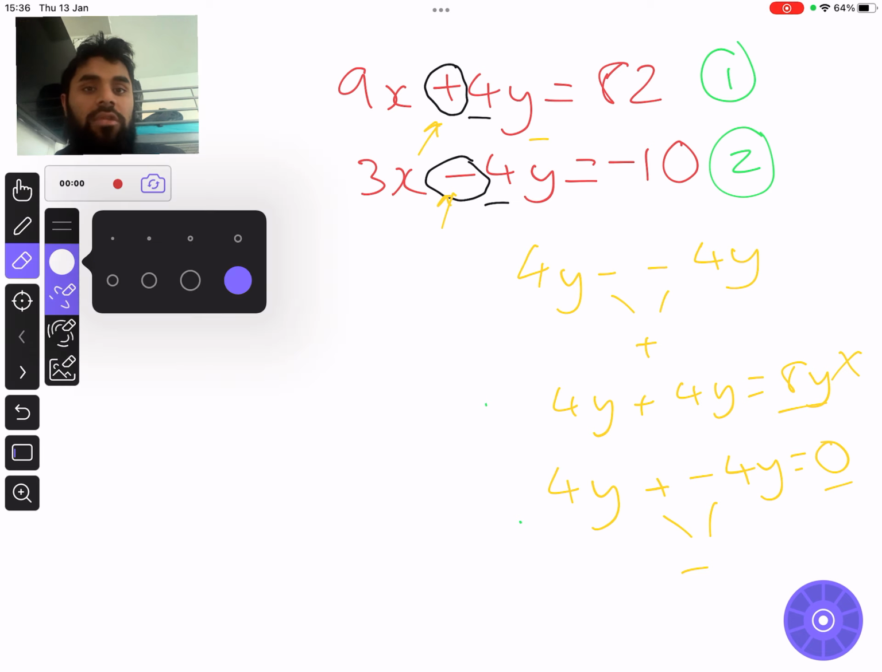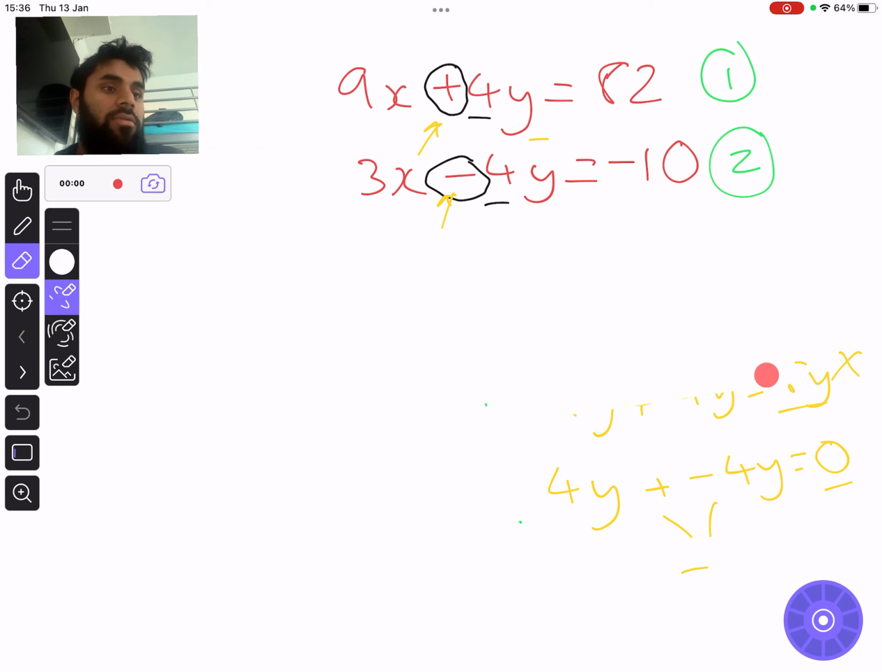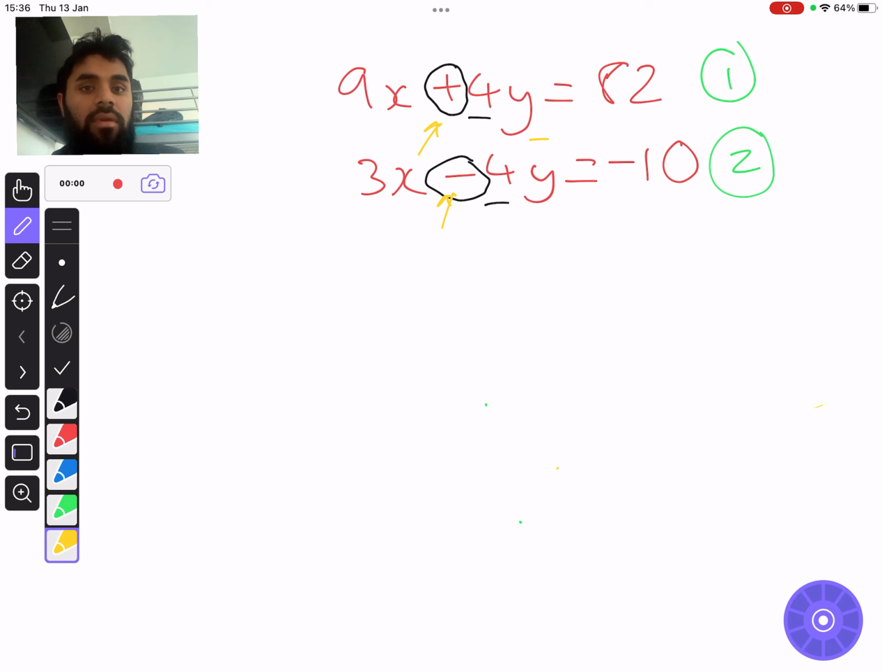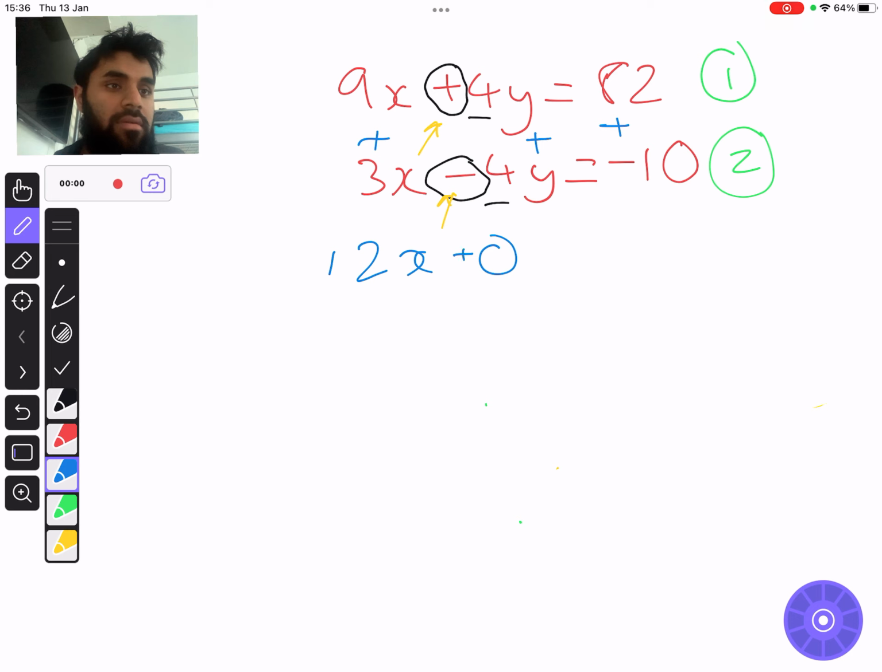Okay, so we're now able to get rid of these two y's by adding them. Again, if you add them, you get 0, but this time you have to add everything in both equations. So add and add. So 9x plus 3x is 12x equals 82 plus negative 10, which is 72. So 12x equals 72. So x must equal 6.